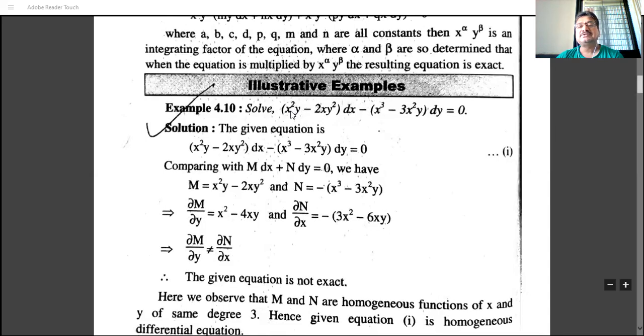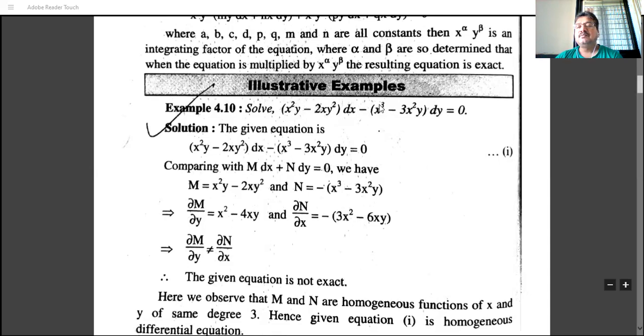So if you observe the first term, the sum of the powers of x and y is 3, 2 plus 1. Power of x is 2, power of y is 1, so 2 plus 1 is 3. In the second term, the power of x is 1, power of y is 2, so 1 plus 2 is 3. So there are two terms in M, and in both terms the sum of the powers of x and y is 3. So this is a homogeneous function of degree 3.